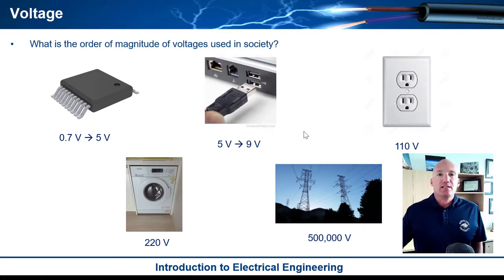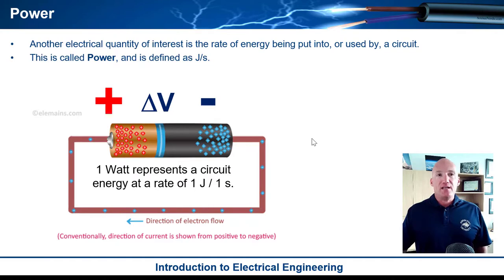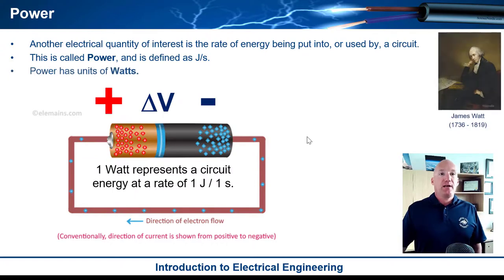Okay, the next electrical concept is what we call power. One of the things of interest when you build and analyze circuits is the rate of energy being put into or used by a circuit. And this rate is called power. It's defined as energy per time, with a unit of joules, which is energy, per second, which is time.